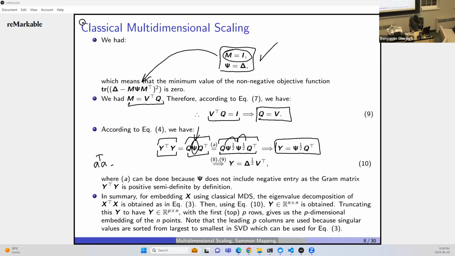A transpose A equals B transpose B. It means A equals B. This is basically what I have done.